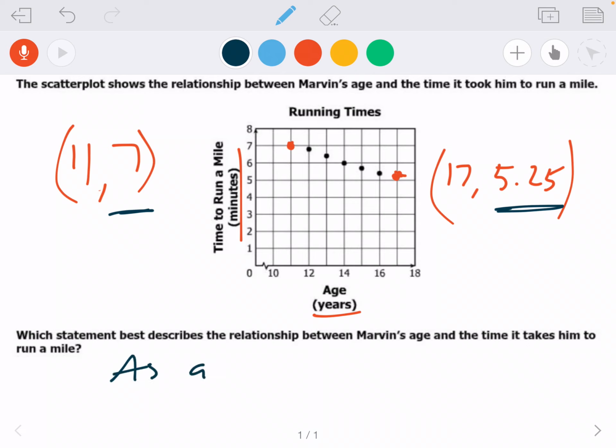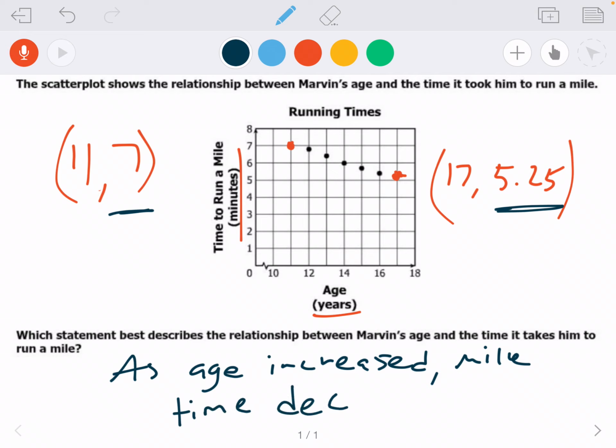So as his age increased, his mile time decreased. As one is increasing, the other is decreasing. This is a negative relationship. That's why this line has a negative slope. So there's an answer choice that says, as Marvin's age increased, the time it took him to run a mile decreased.